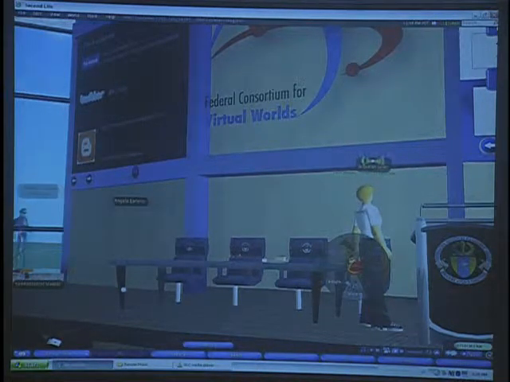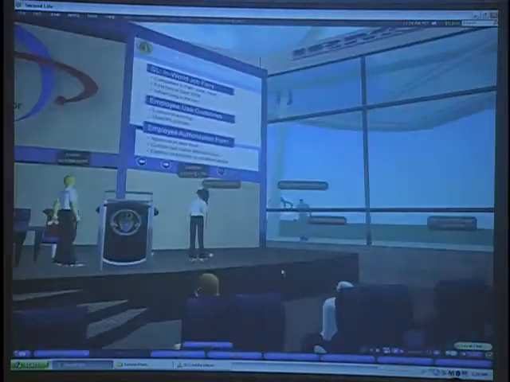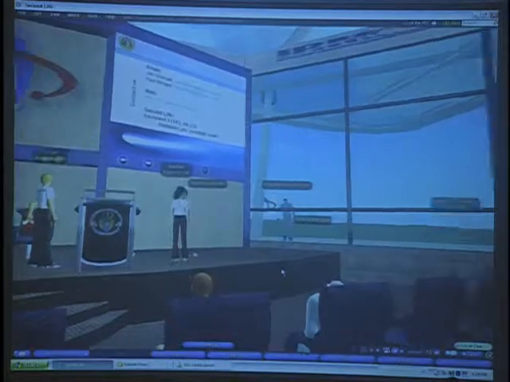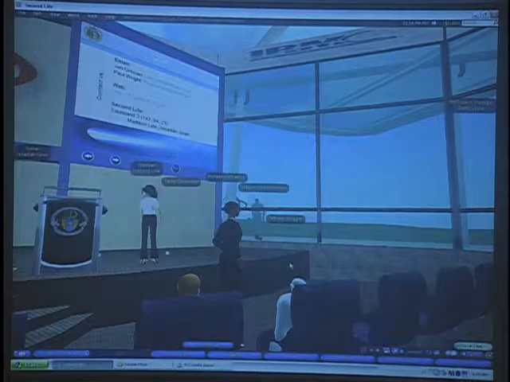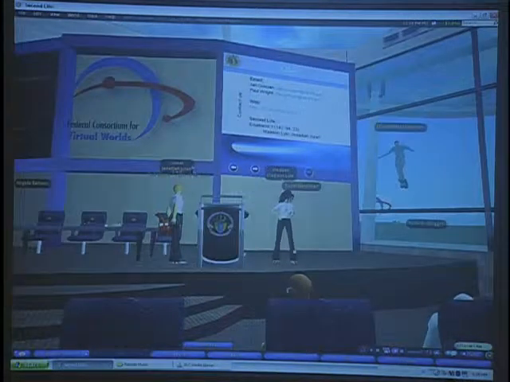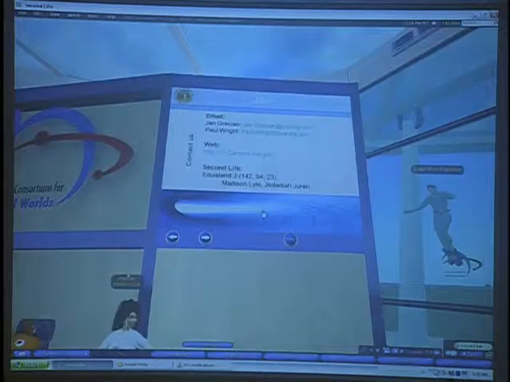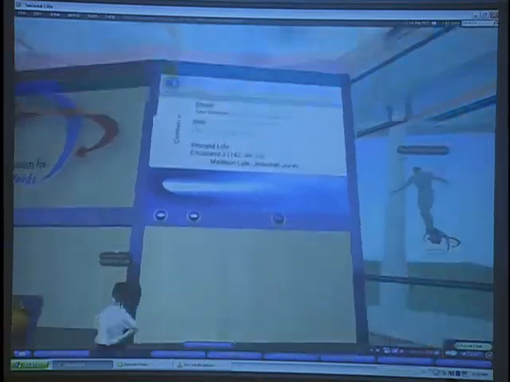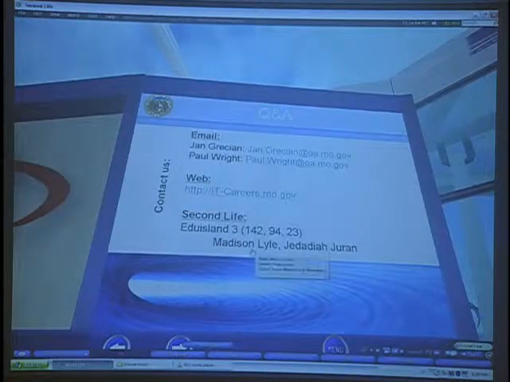And the final slide here before we do questions. Here's our contact information for Jan and myself, our email. This is the website that we mentioned earlier on. It has our job posting information down here, and then the Second Life information, in case you want to come out and take a look at our particular location. You'd be more than welcome, and we'll give you a tour.